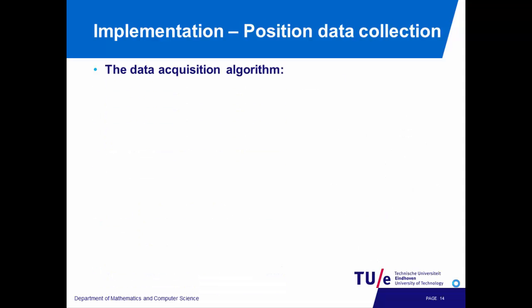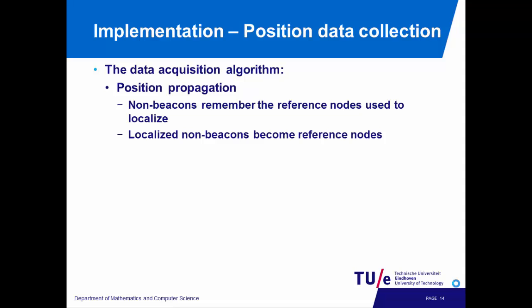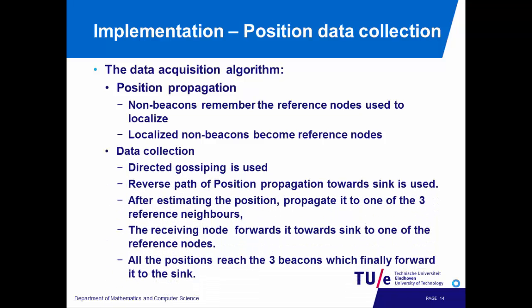Finally, all the positions of the localized nodes should be collected at the sync node. To understand this, let's first understand how the position propagation is done to localize all the nodes. Every non-beacon node, once it estimates its position using three reference neighbors, remembers them. These localized neighbors are used as reference nodes for their non-localized neighbors. Once all non-beacons are localized, to collect the data, a routing algorithm similar to directed gossiping is used. The routing is directed towards the sync node, so the path reverse to the position propagation is used. Localized nodes send their positions to one of the three reference nodes they used for their position estimation. Finally, all this data reaches the three beacons which are in the transmission range of the sync node. At this penultimate stage, the three beacons send this data to the sync directly.